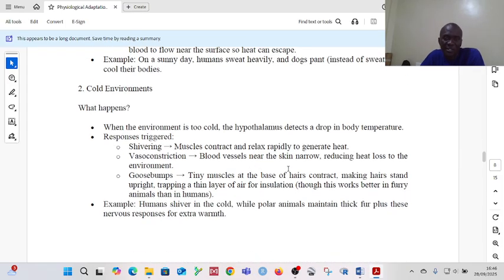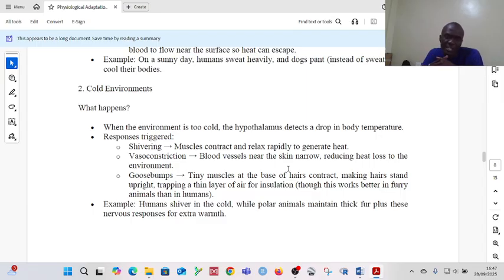Within a cold environment, still it is the hypothalamus that will detect that there is actually a drop in the body temperature. And once that drop has been detected, then there are various responses that can be triggered, one of which is shivering. Another one is vasoconstriction. Then another one is the goosebumps.